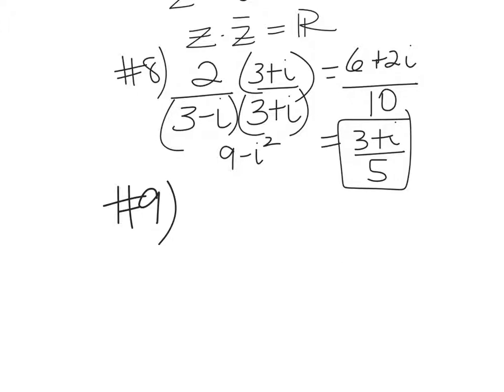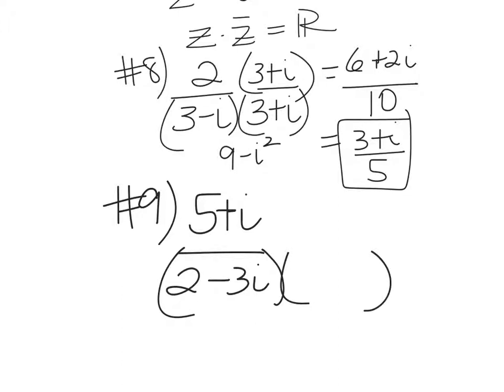Okay, last one. 5 plus i, sometimes they get a little more complicated like this one, over 2 minus 3i. Okay, we're going to take a complex number, 5 plus i, and divide it by another complex number, 2 minus 3i. So instead of dividing, we're going to multiply by the complex conjugate, and we get to FOIL a couple times.